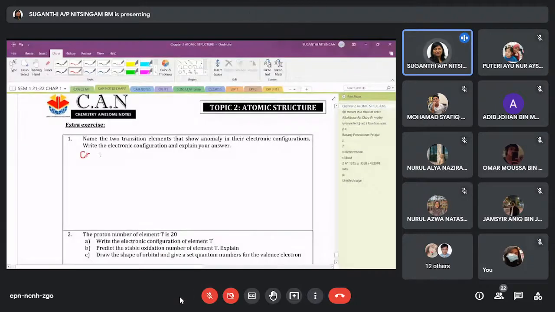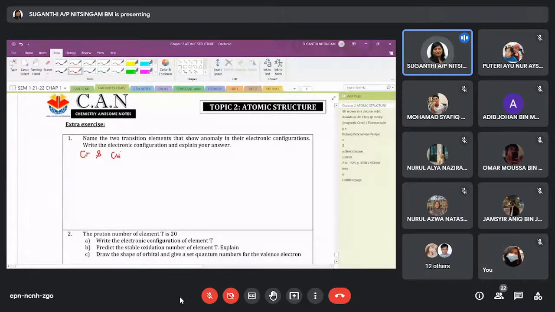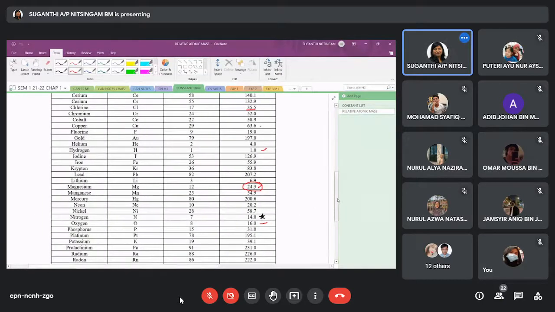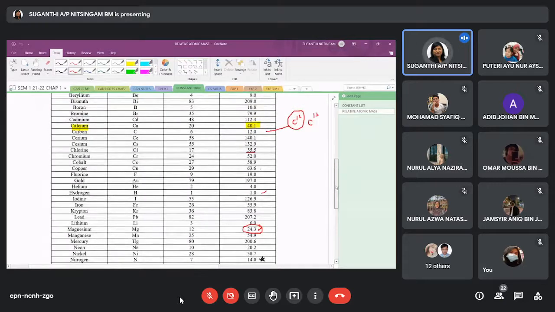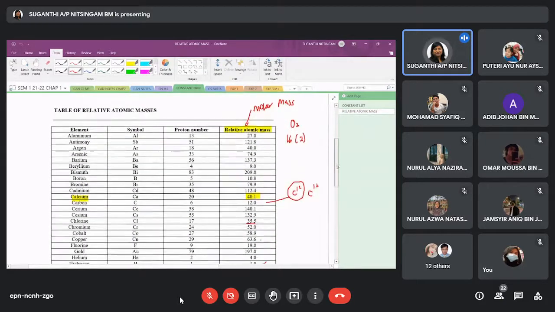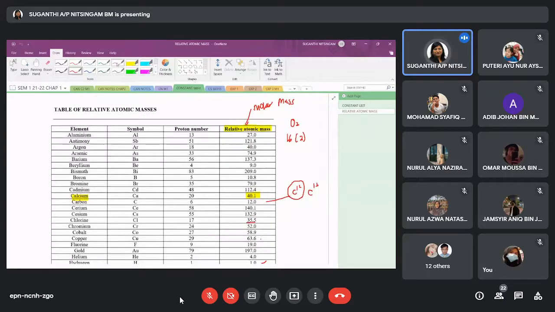Yes, chromium and copper. Tolong tulis kalau dia kata name ni kena tulis dengan dia punya nama yang betul. So tengok kat sini di bawah C ada dua pun lah. So you must spell it properly. Kalau ejaan salah memang salah. Tak boleh ikut suka kamu.